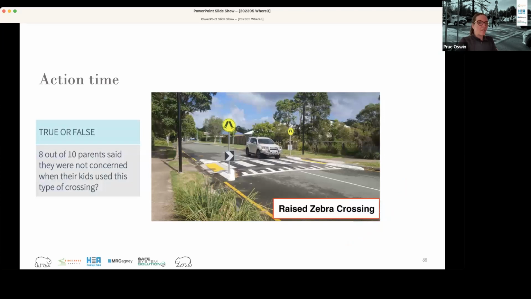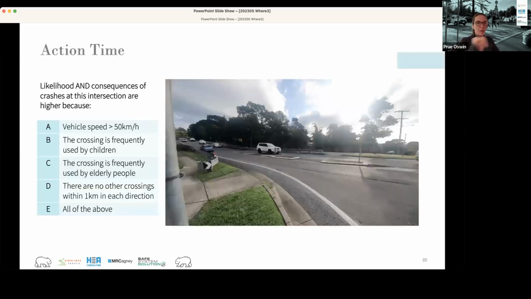But yes, that's what we've identified with this kind of community-led planning. True or false? 8 out of 10 parents said they were not concerned when their kids use this type of crossing. Yep, we've got a lot of trues going on there. That's correct.